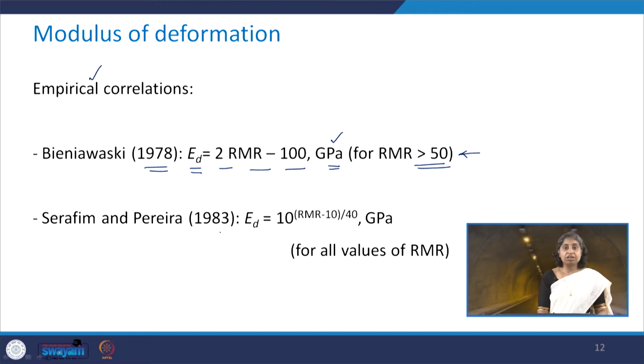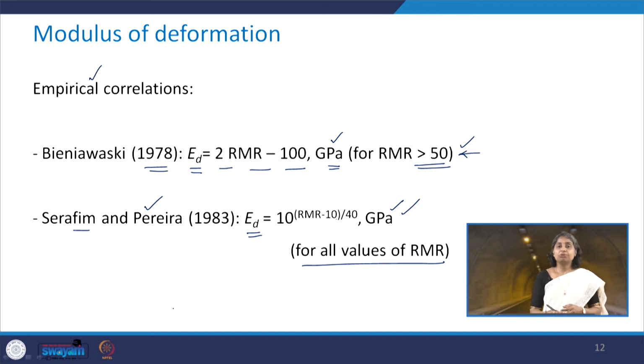In 1983, another empirical correlation was given by Serafim and Pereira, and this is one of the most commonly used empirical correlations, where the modulus of deformation is given as 10 to the power (RMR minus 10) by 40. Again, the unit here is GPa, and this is applicable for all values of RMR. So please remember, these are simple expressions where, if you have the rock mass rating of the rock mass, you can get an idea about the modulus of deformation of the rock mass.